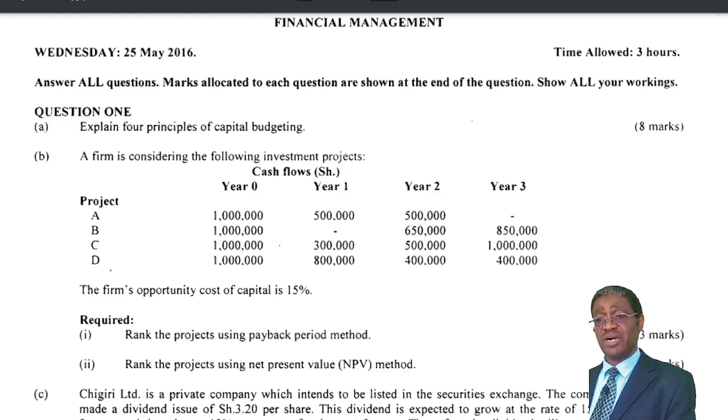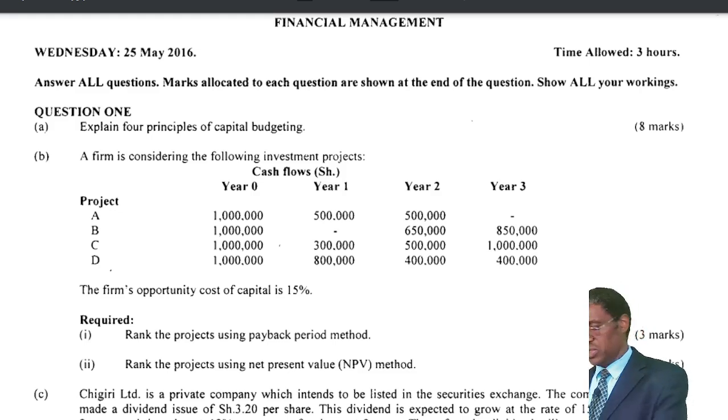For project number B. If you look at project number C, just a minute. It's something I'm doing now. Okay, so we can now continue.